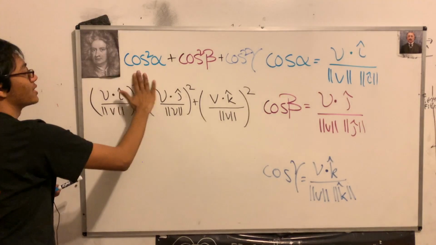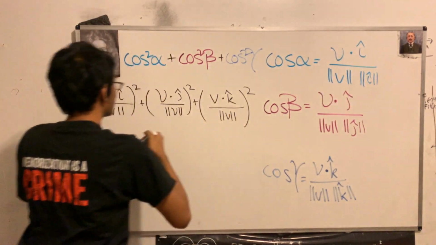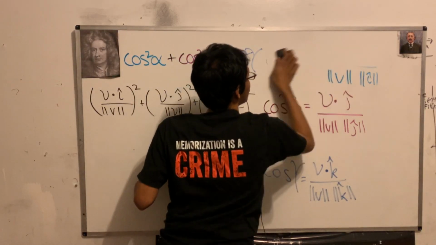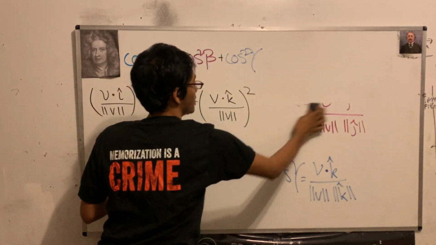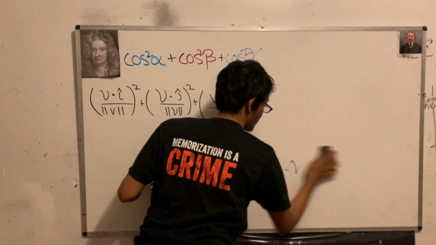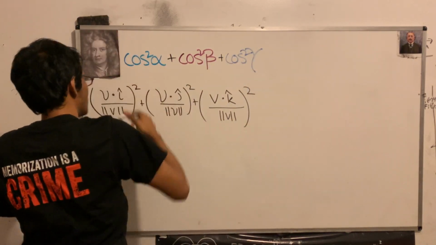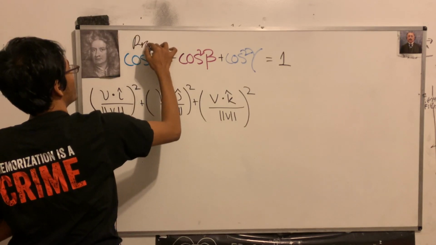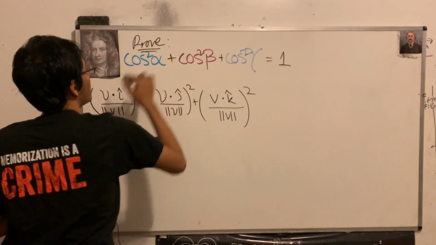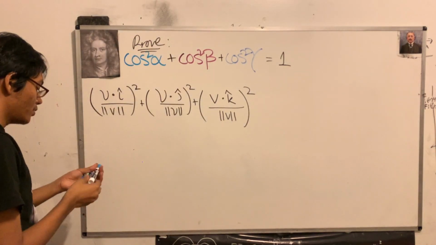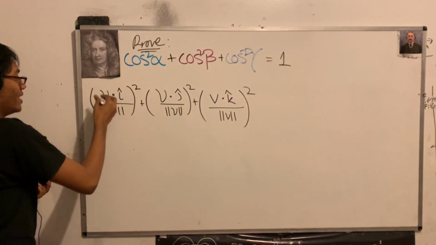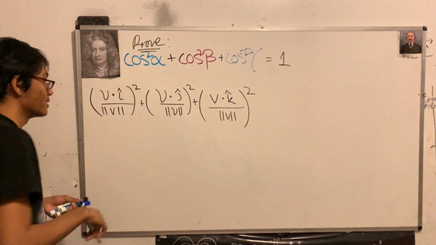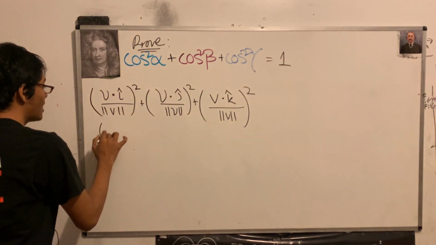And now what am I going to have? Well, I'm trying to prove this as a matter of fact, so let's actually go ahead and write this down so we don't mistake it for anything. So let's erase that. So we're trying to prove that this is equal to 1. Now, what do we have over here? Well, v dot i hat squared. That's pretty perplexing if you ask me, but we're going to keep that on the numerator.